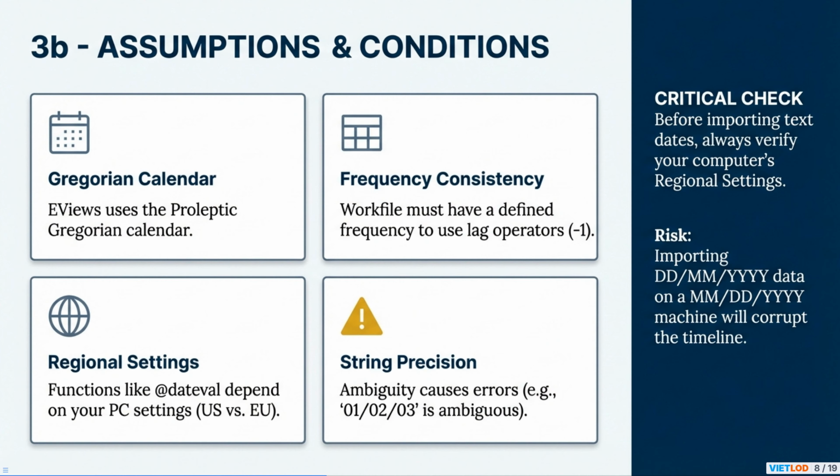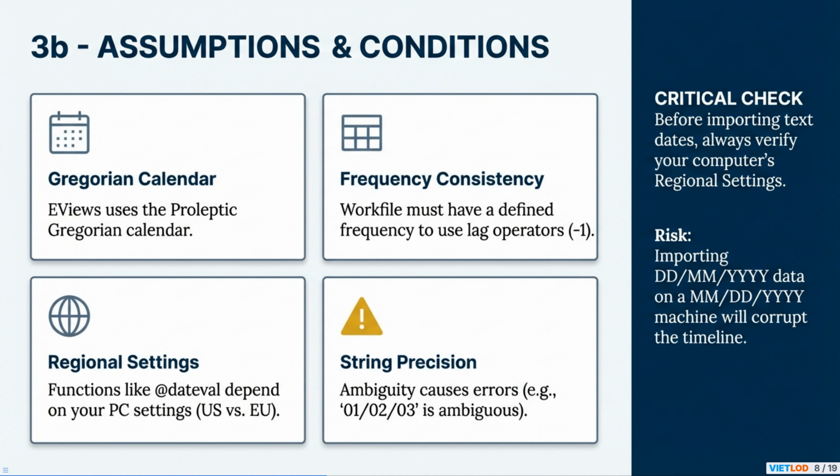Third, be mindful of regional settings. Functions like @dateval interpret ambiguous dates like 01, 02, 03 based on your PC's settings, US versus EU. Importing DD/MM/YYYY data on a machine set to MM/DD/YYYY will corrupt your timeline. Finally, ensure string precision. Ambiguous text dates can cause errors. It's always better to use an unambiguous format like YYYY-MM-DD when preparing your data for import.